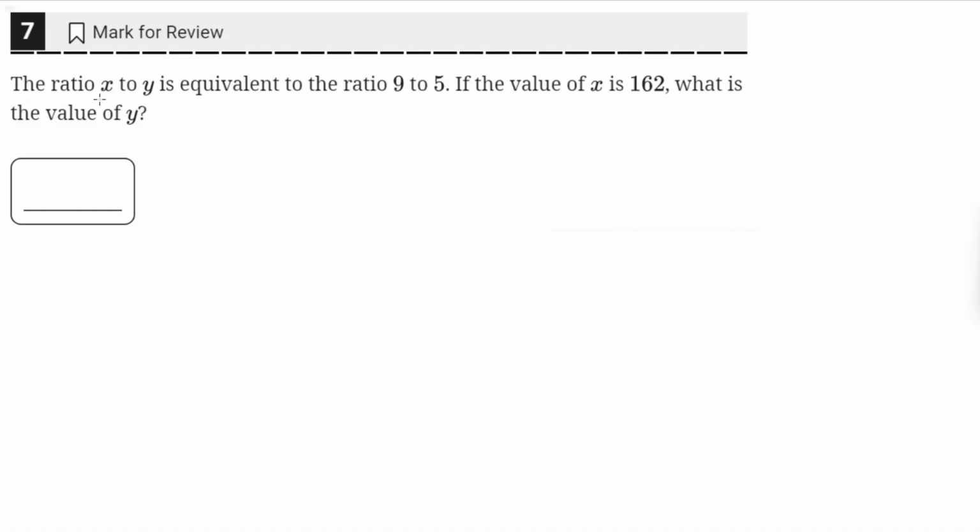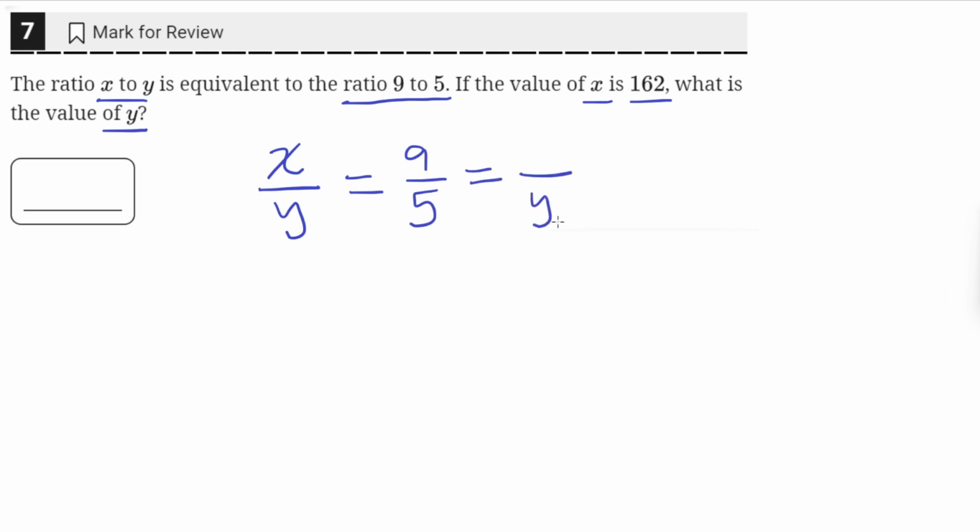The ratio x to y is equivalent to the ratio 9 to 5. If the value of x is 162, what is the value of y? So we have this ratio x to y, and it is equal to 9 to 5. And we need to find the value of y when x is equal to 162.